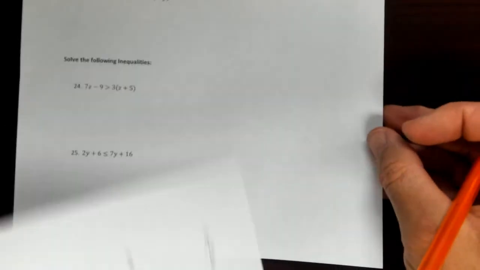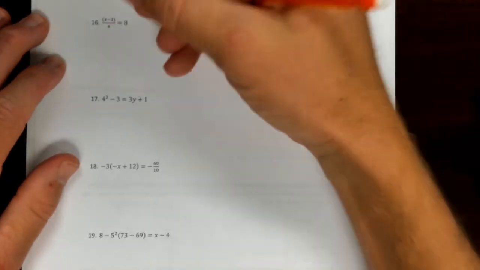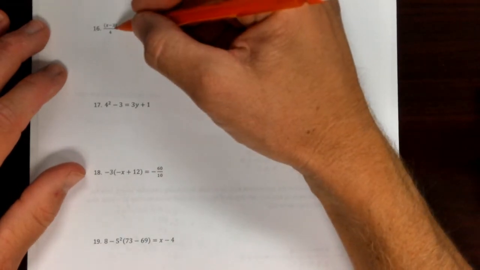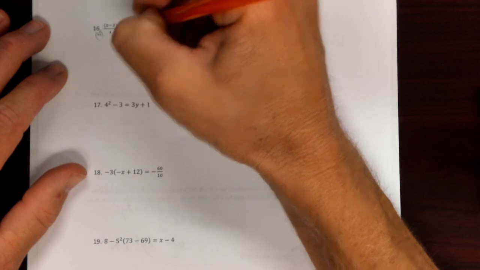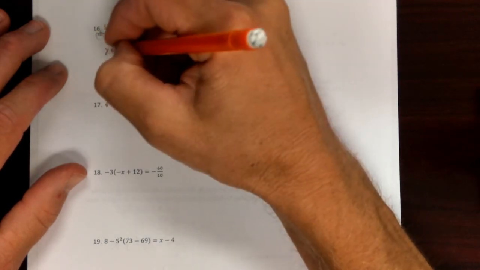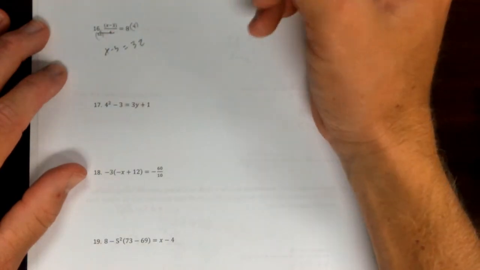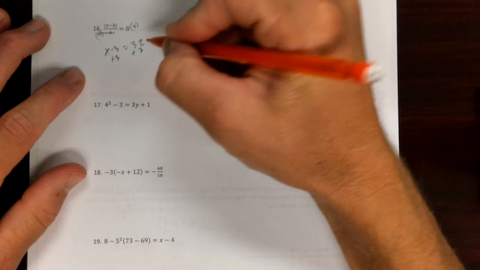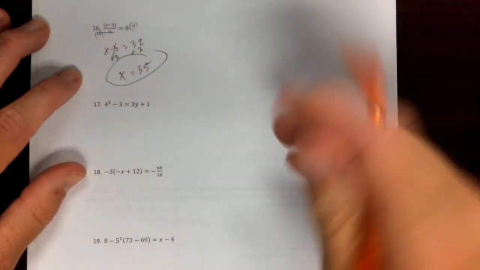All right, moving right along. Number 16. Okay, this is x minus 3 divided by 4 equals 8. I need to get rid of the divided by 4 first. Opposite of that is to multiply by 4 on both sides. That cancels out. You got x minus 3 equals 32. Last step, we're going to get rid of the minus 3. Opposite is to add 3 to both sides, so x equals 35.